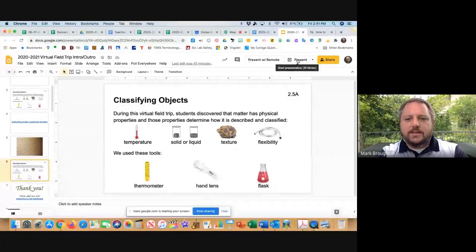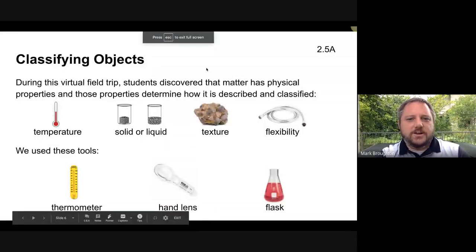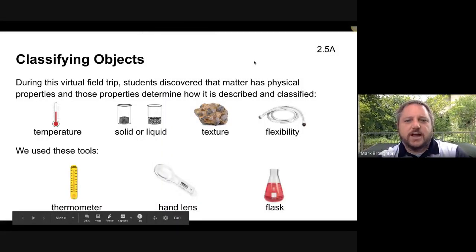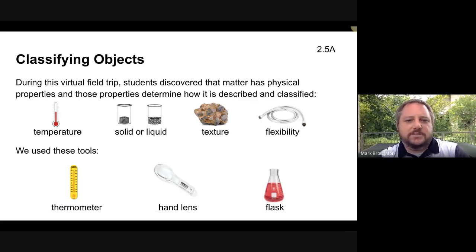Let's take a little review here of what we did today. So I'm going to share my screen with you again. There we go. Today during this field trip, you discovered that matter has physical properties, and those properties determine how it is described and classified. You learned that you can measure the temperature of matter. So you can measure the temperature of the air or a liquid or a solid if you put a thermometer up to that solid. You can also classify matter as being a liquid or a solid.